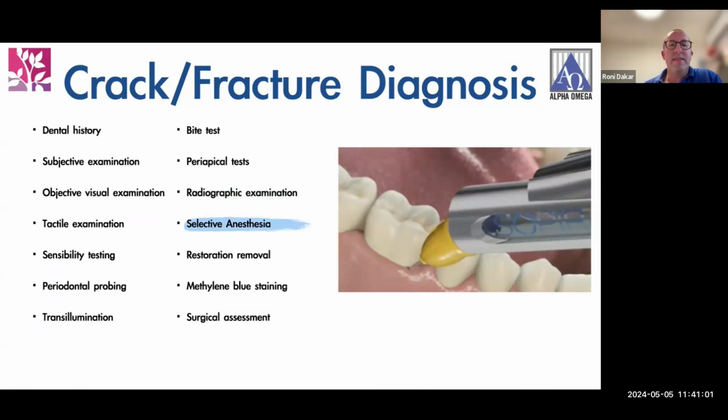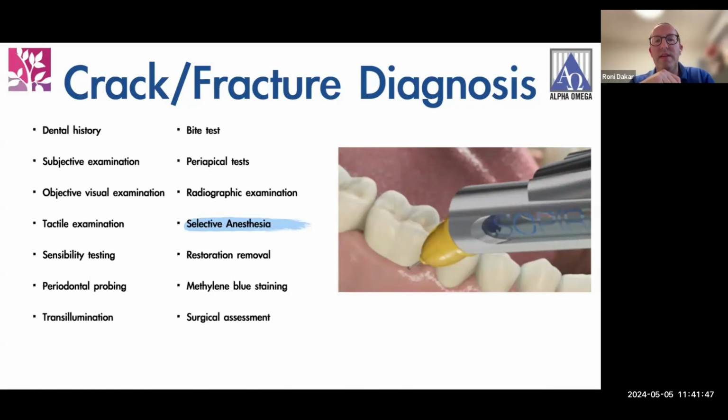And another important test that is important for me to mention, and it is actually not done routinely, but as an option, when we still suspect that the symptoms are a result of trigeminal neuralgia and not from a crack, is the selective anesthesia. We anesthetize by infiltration from mesial to distal, from the midline posteriorly. Intraligamentary anesthesia can be performed if we want to be even more precise when anesthetizing a single tooth.